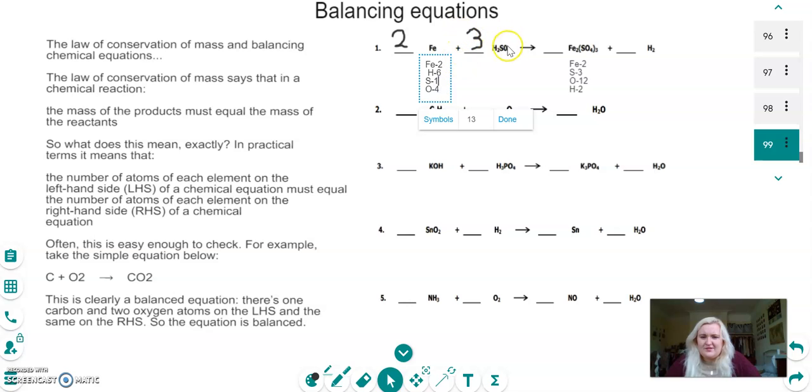Now let's look at the sulfurs. You had 1 sulfur before, but now this entire thing has been multiplied by 3. So you've got 1 times 3. And now the last thing is this oxygen. Before you had O4, but now this O4 has been times by 3. So you have 3 times 4. So that will make it 12.